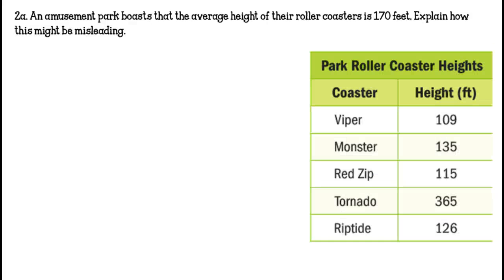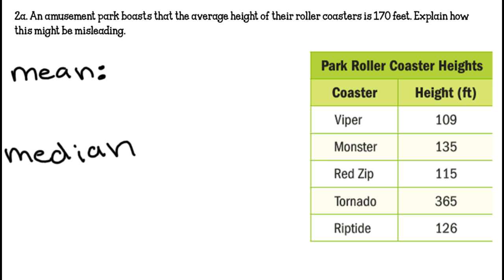An amusement park boasts that the average height of their roller coasters is 170 feet. Explain how this might be misleading. So, if you know much about averages, you can know that there's the mean, which I always remind my students that this is mean when I make you find this without a calculator, because that's taking all of them, adding up, and dividing by how many there are. There's the median, and then there's the mode.